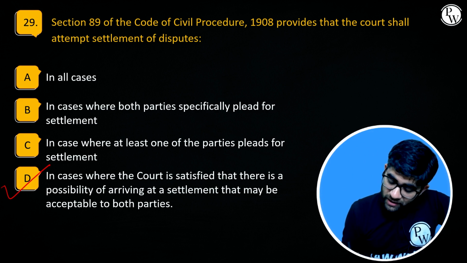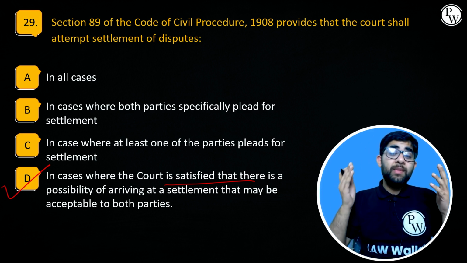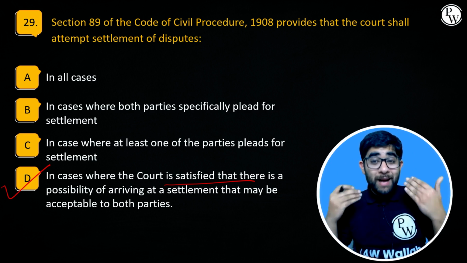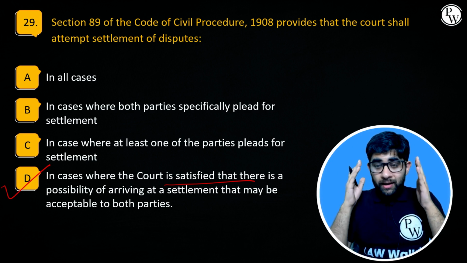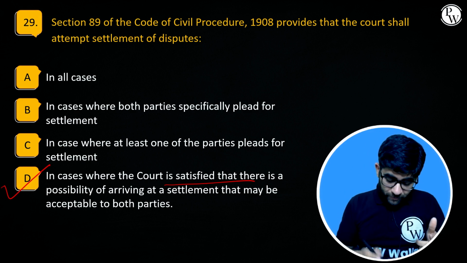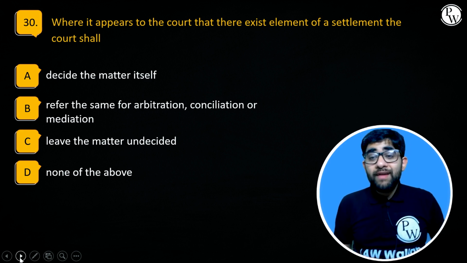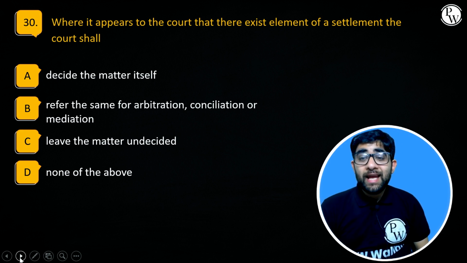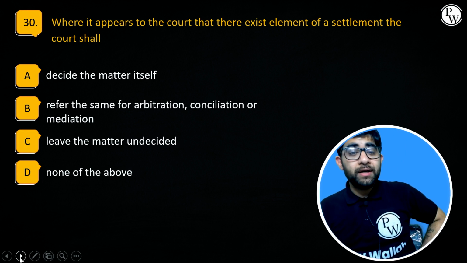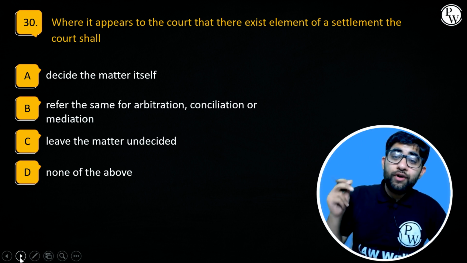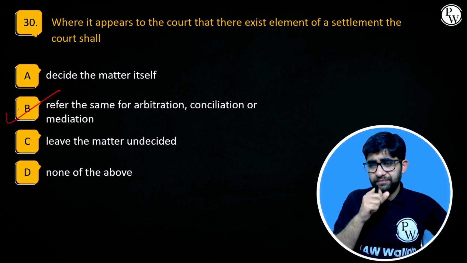So court is satisfied. अगर कोर्ट को लगता है कि यहाँ सेटलमेंट के चांसेस हैं या सेटलमेंट हो सकता है या सेटलमेंट बैठ के बात हो जाए तो कुछ बात बन जाए, then court can have its powers in motion and refer the matter for mediation. Now, where it appears to the court that there exists an element of settlement, the court shall refer the same for arbitration, conciliation or mediation. This is the correct option.